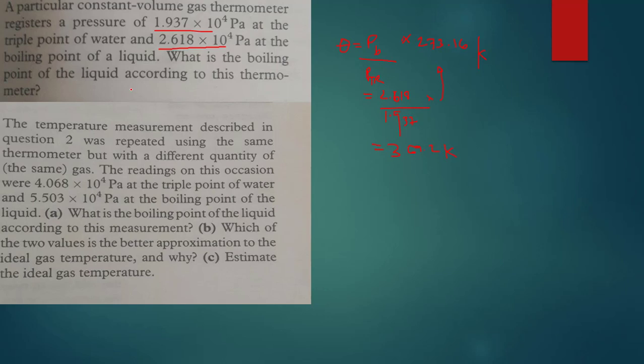So that is the boiling point of the liquid according to this thermometer. The temperature measurements described in that question were repeated using the same thermometer but with a different quantity of the same gas. The readings on this occasion were 4.068 times 10 power 4 pascals at the triple point and 5.503 times 10 power 4 pascals at the boiling point of the liquid. So A, what is the boiling point of the liquid according to this measurement?